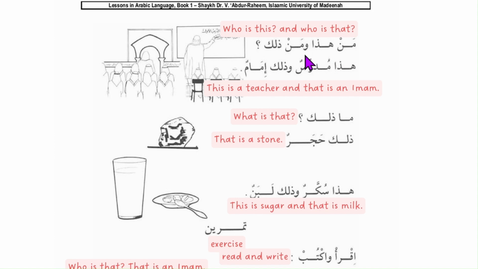Man hadha wa man dhalika? Who is this? And who is that? Hadha mudarrisun. Wa dhalika imamun. This is a teacher and that is an imam. Ma dhalika? Dhalika hajarun. What is that? That is a stone. Hadha sukkarun. Wa dhalika labanun. This is a sugar and that is a milk.